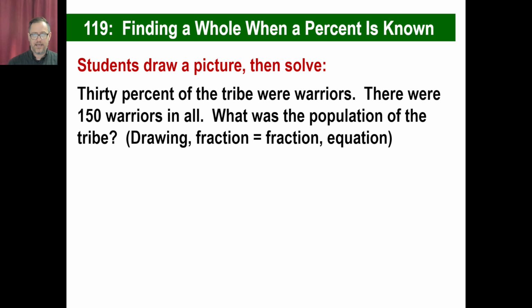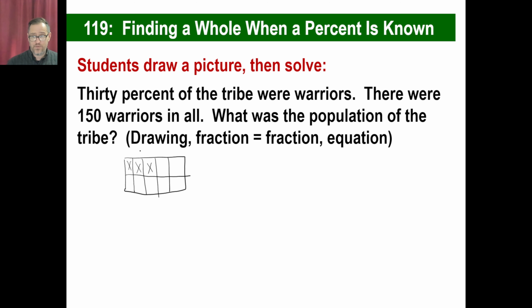All right, that said, 30% of the tribe were warriors. There were 150 warriors in all. What was the population of the tribe? Okay, so we can do the drawing, right? We can go like this and go, okay, 30% are warriors. There were 150 warriors. Well, 30%, let's break this up into 10 parts. Let's do percent. Boom, and then boom. 30% would be this and this and this, okay?